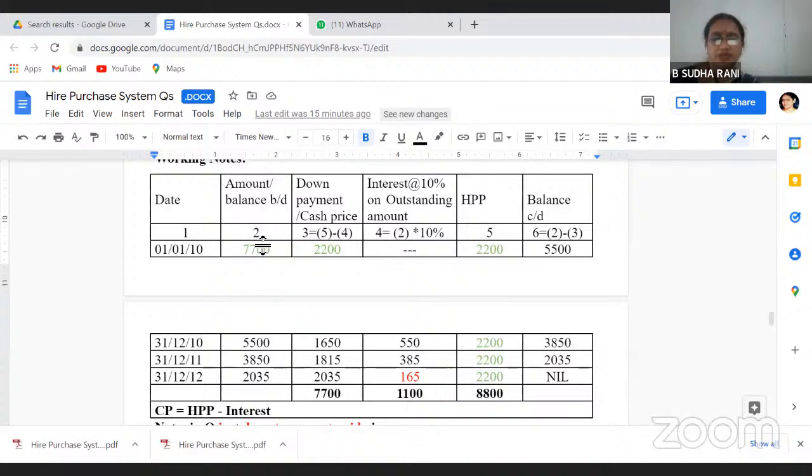Whatever I have written in green, that information is given to you in the question only. Remember, the green letters information is given in the question. Only those are the things you are supposed to substitute. So if you understand the first year, and the first 2 years, then from the third year onwards you will be able to do it.